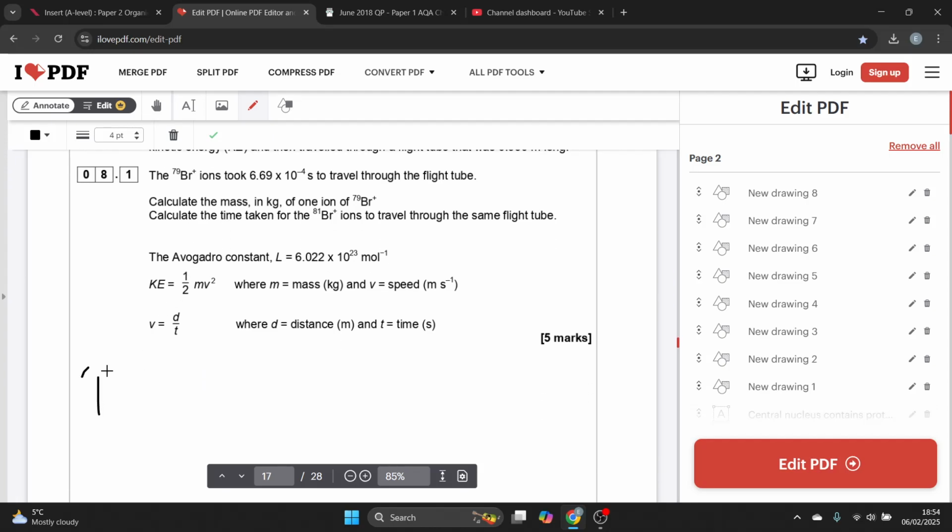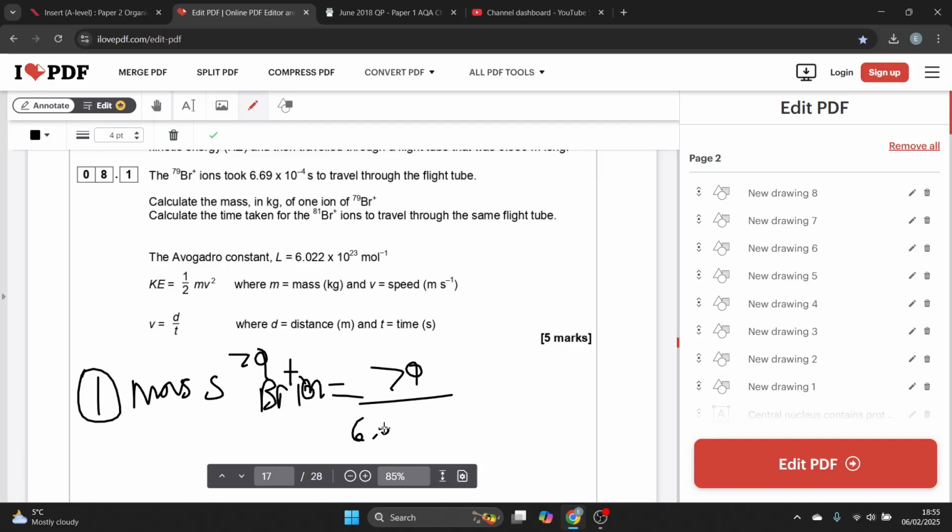So first things first, the mass of a 79Br plus ion equals 79 divided by 6.022 times 10 to the power 23, times 1000 to convert to kilograms. That should give you 1.31 times 10 to the power minus 25 kg.